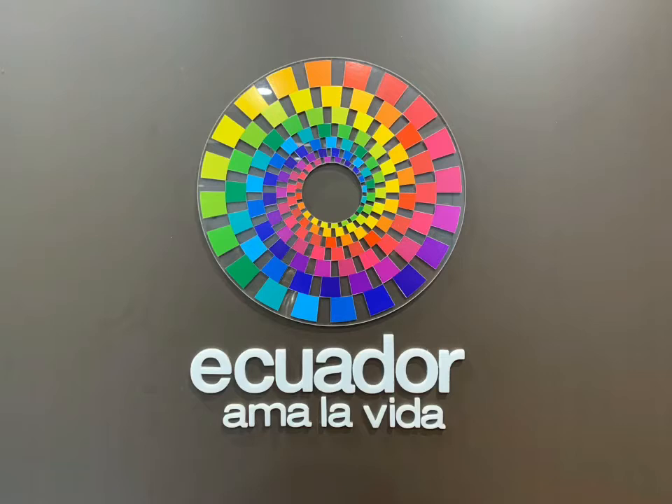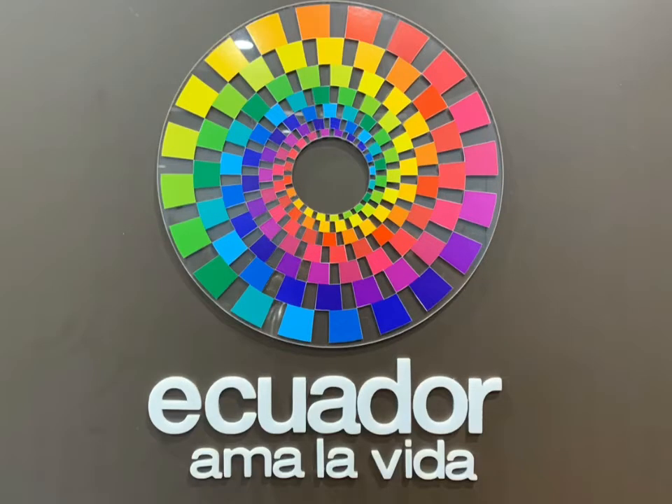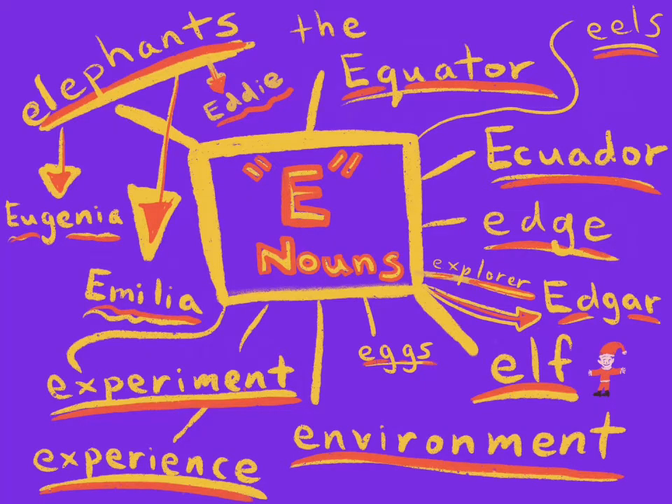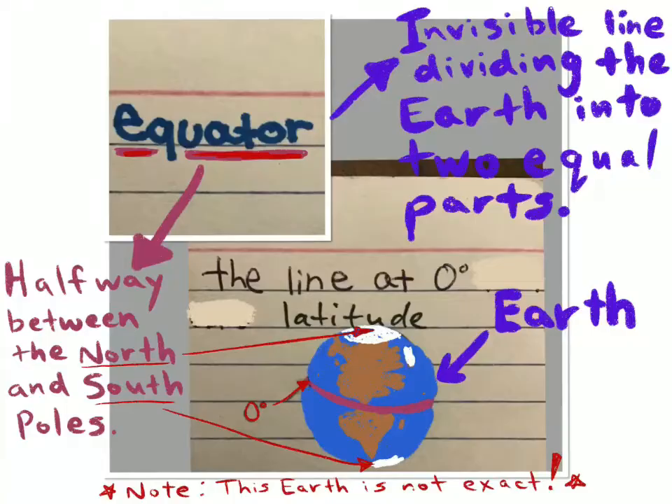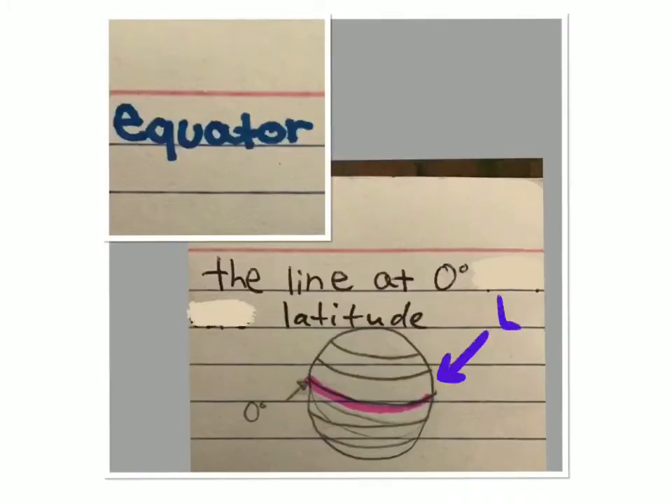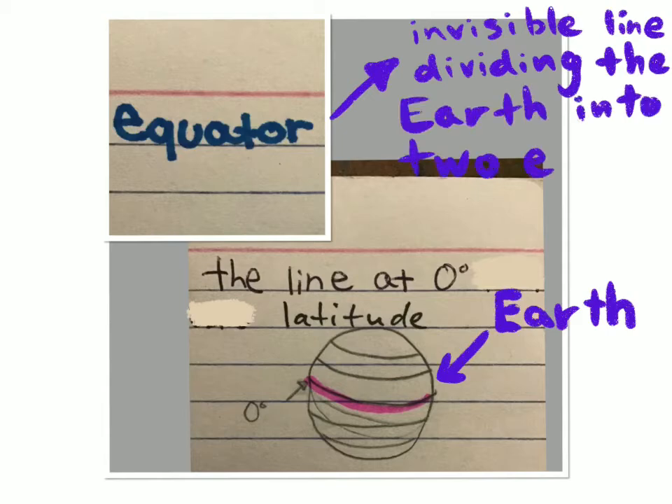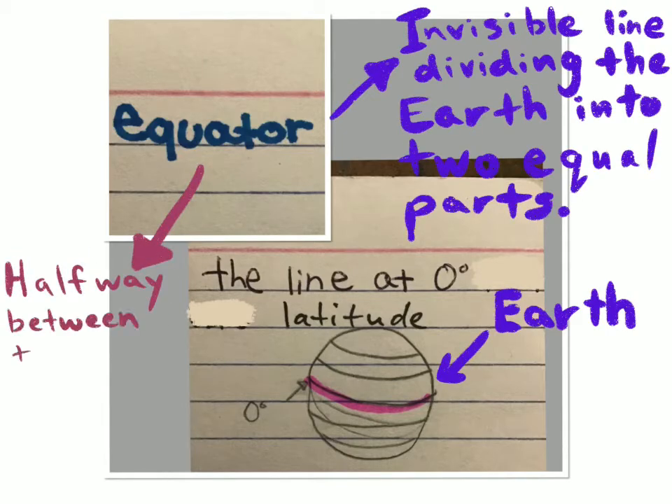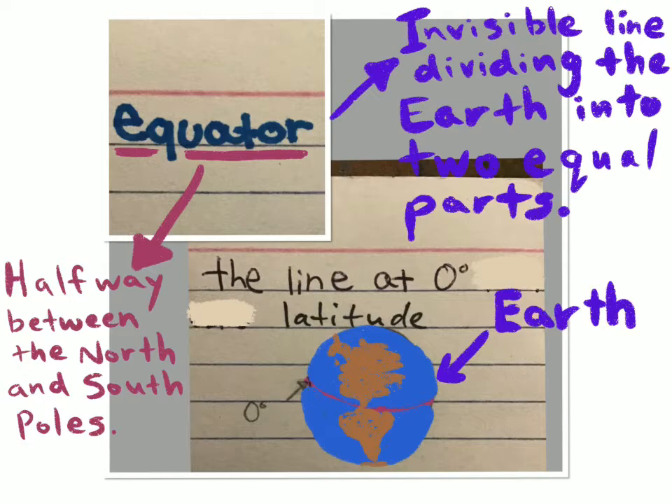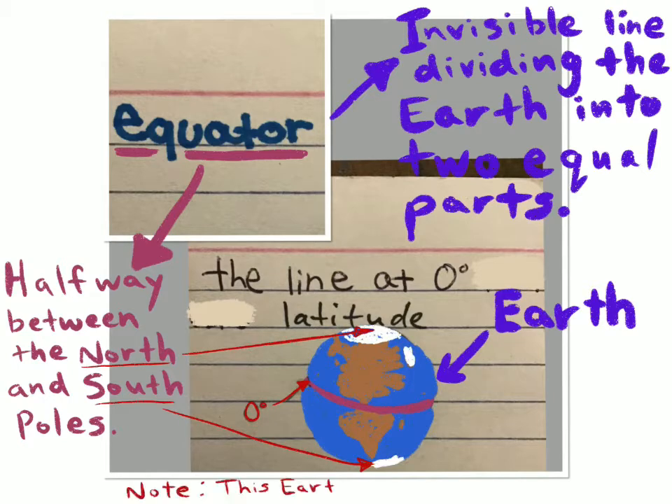Our story will happen in Ecuador. This is one of Ecuador's logos and reads Ama la vida, or love life. Some of the other nouns that you will hear in the story include equator. The equator is an invisible line that divides the earth into two equal parts. The equator is a line that's halfway between the north and south poles, and it's found at 0 degrees latitude. We use this line to measure distances on the earth. This earth is not exact.